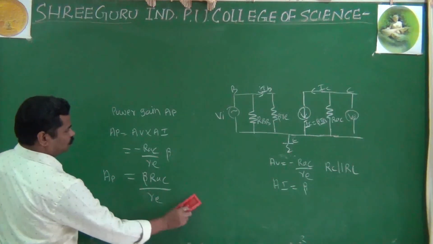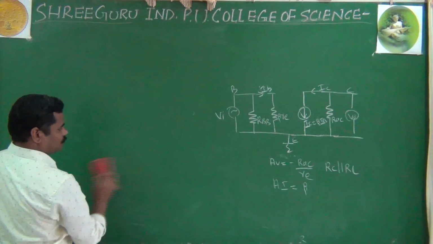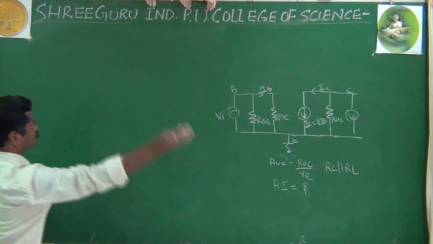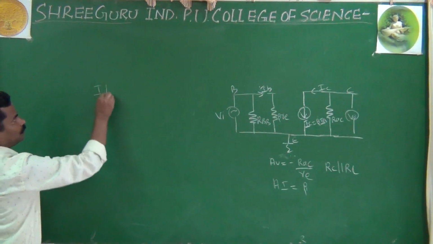Now we go for the last parameters, the input impedance, and finally the output impedance. Let us go for the input impedance.